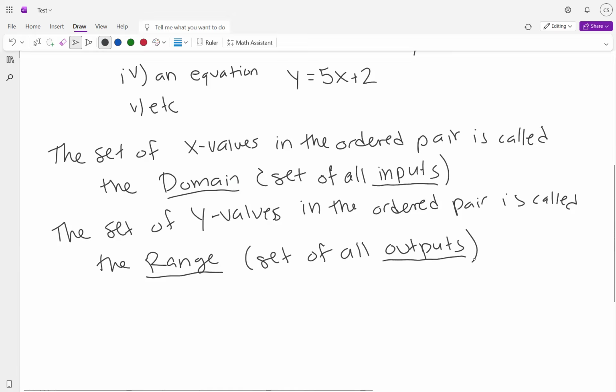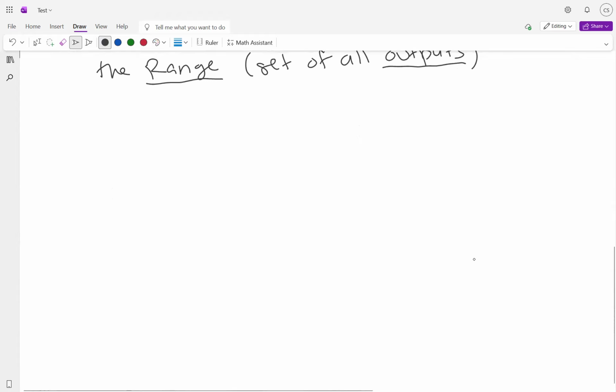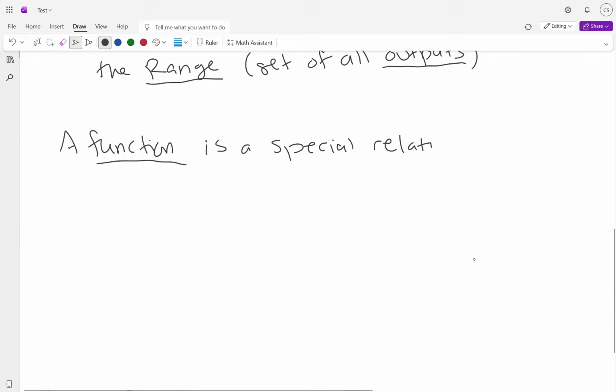Okay. So we call this section functions because functions are our main focus, but functions are a special type of relation. So a function is a special relation where every input has only one output.